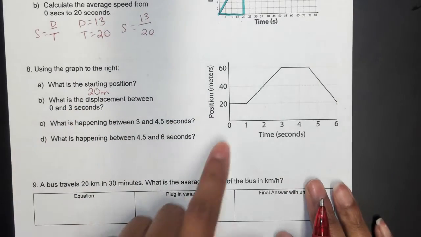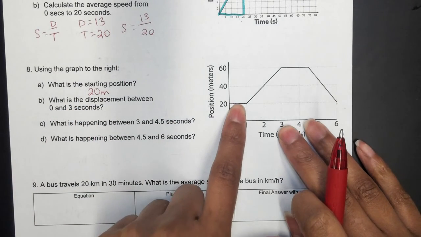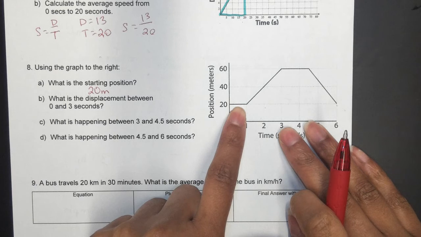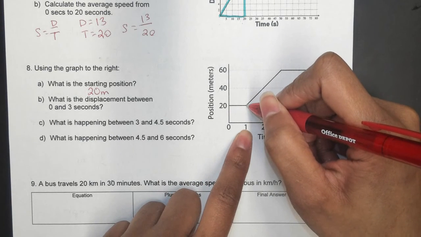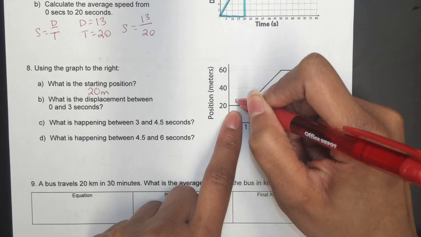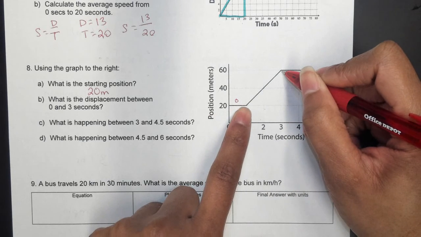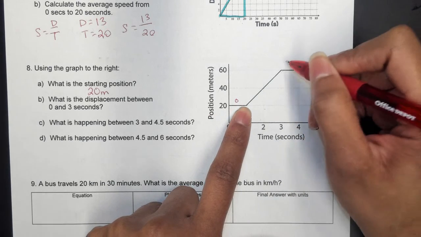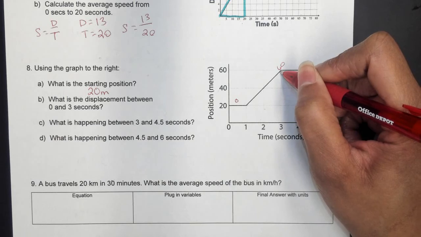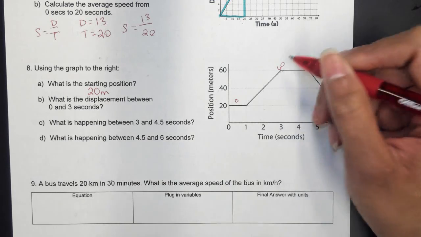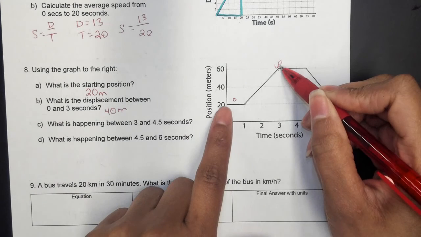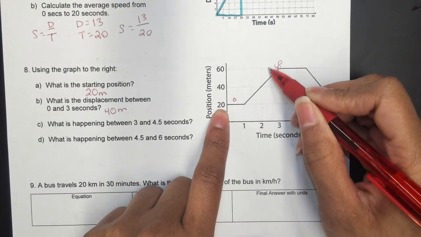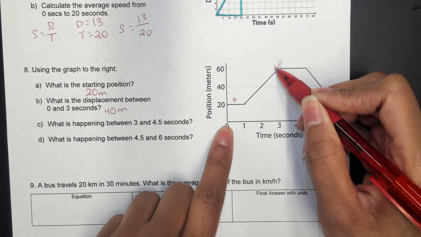What is the displacement between 0 and 3? From 0 to 1, how far did you go? 0. You started at 20 and you ended at 20. Did you move? That's a straight line. Now at 1 to 3, how far did you move? You moved up to 60, but you started at 20. Therefore, you only moved 40. 60 minus 20 because you were already at 20. It can't be 60 because you didn't start at 0.